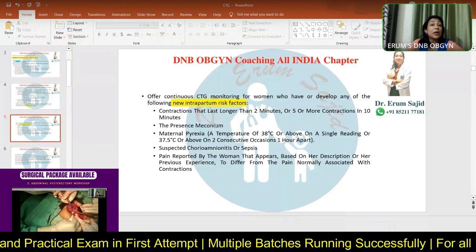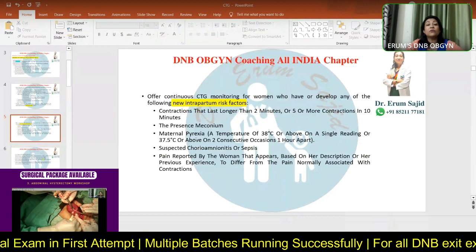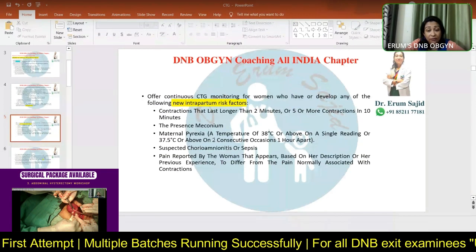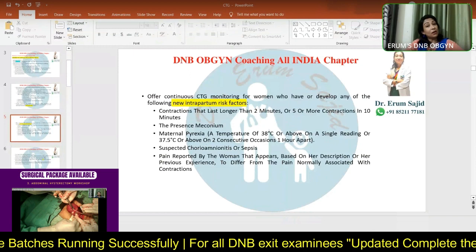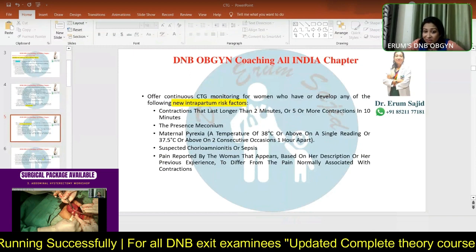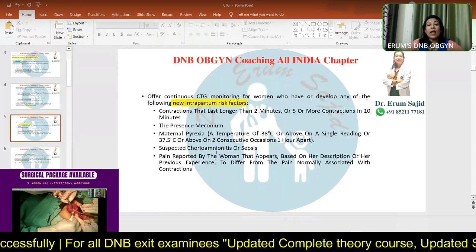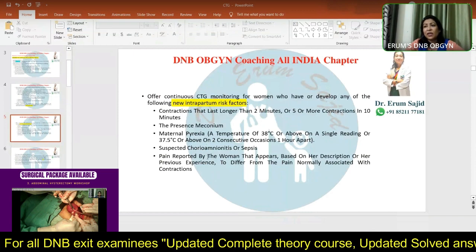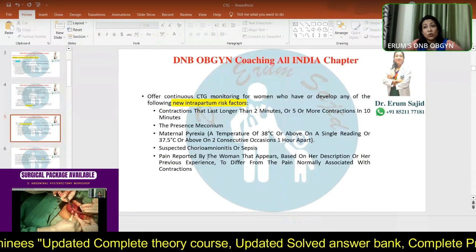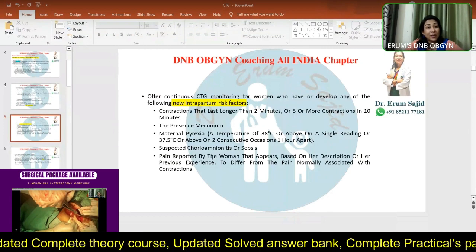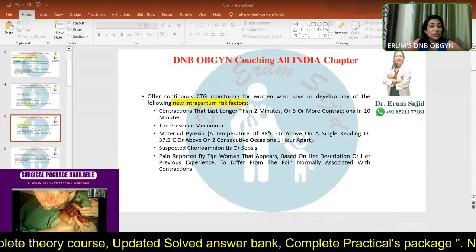if there is already a presence of meconium in the early phase of labor, the patient is having maternal pyrexia, fever, suspected chorioamnionitis or suspected sepsis, and any kind of pain which was not the kind of pain she experienced in the previous labor. So you're already thinking of protracted labor or Bandl's ring or whatever. This happened with me as well.